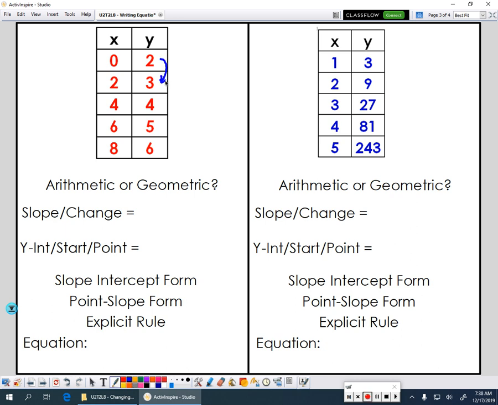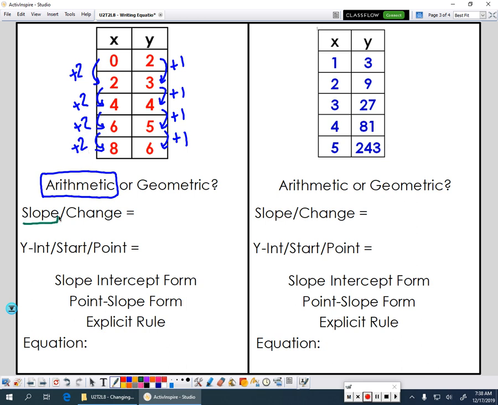So when I look at this side, I notice I have a +1 pattern. So automatically, if it's an addition pattern, I know that I'm talking about an arithmetic sequence, and it's going to be linear. And if it's linear, that means it's going to have a slope. So I need to figure out what that slope is by looking at both sides of my table. Okay. So now that I know my slope, what I'm going to do is I'm going to list my slope, my change in y, over my change in x.